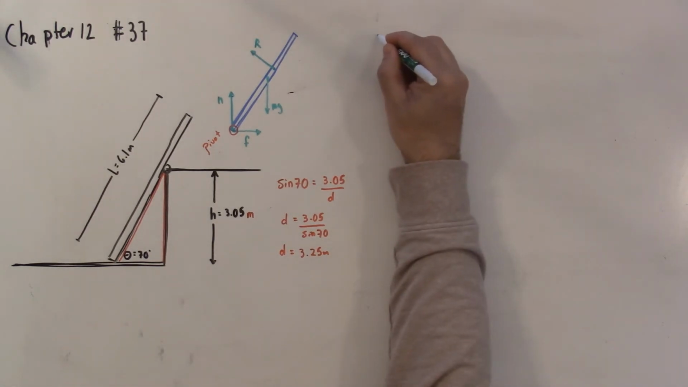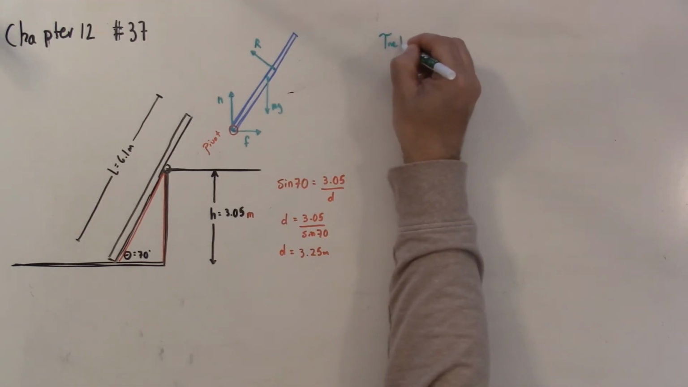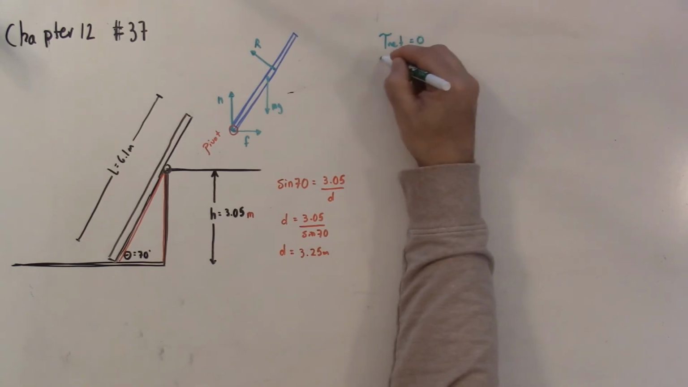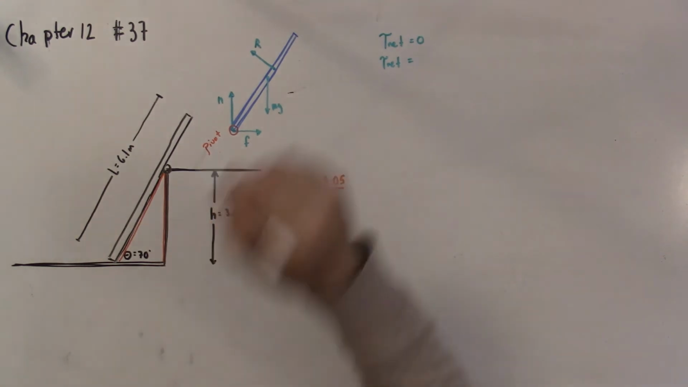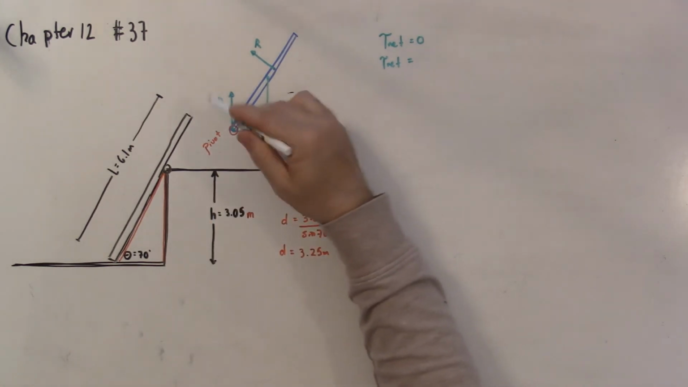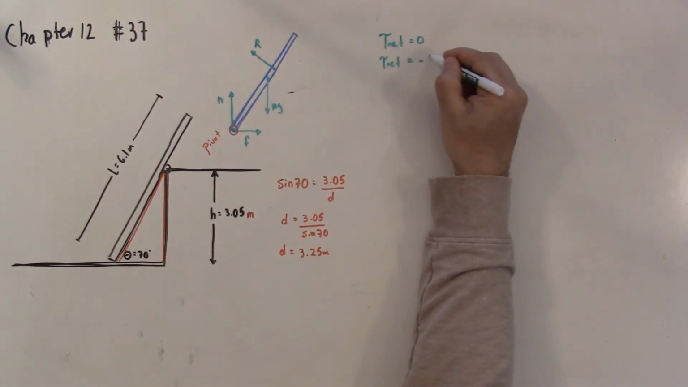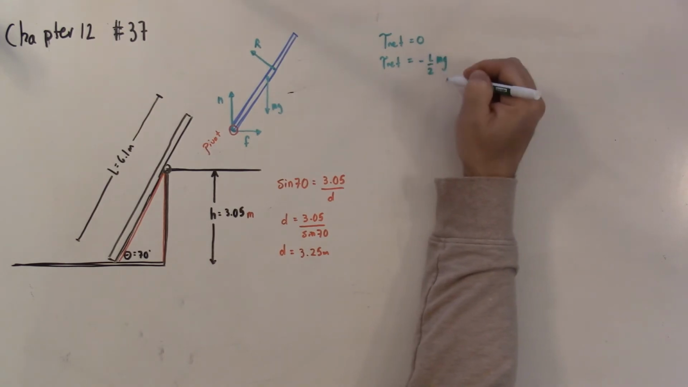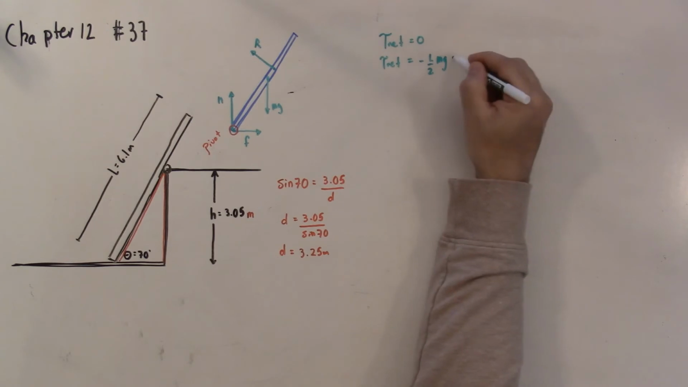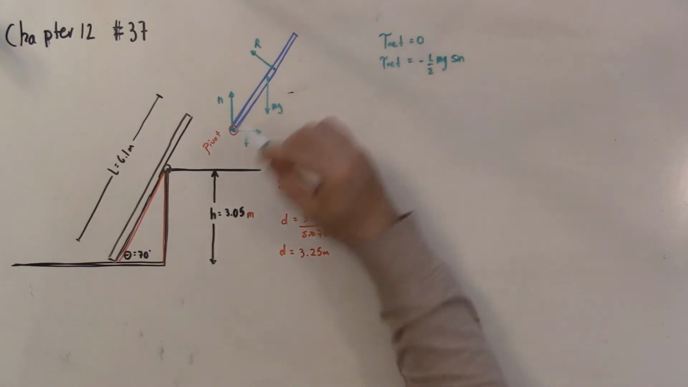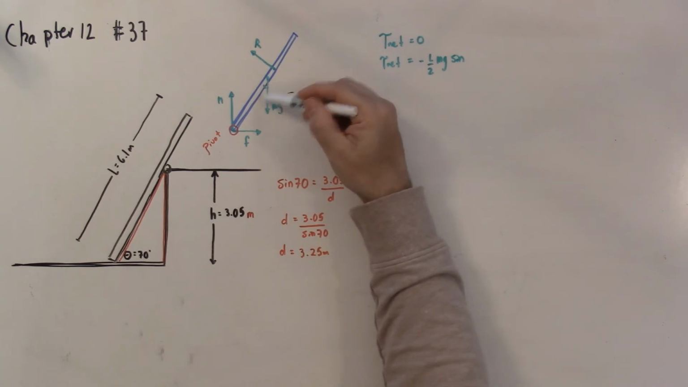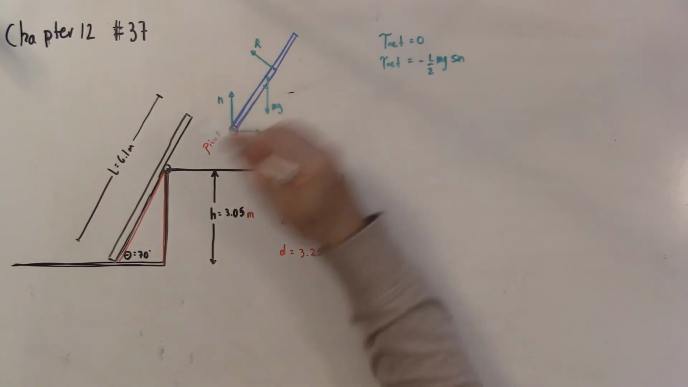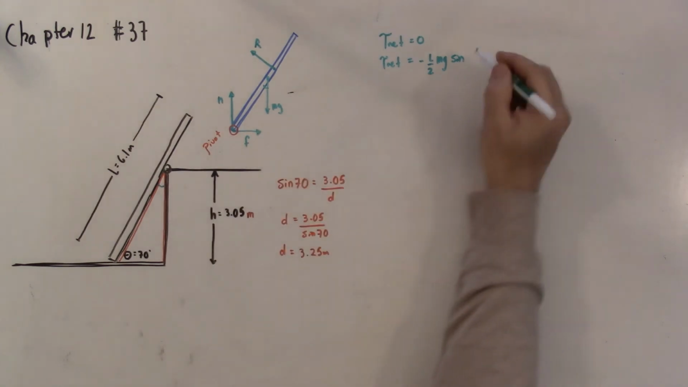So it's not accelerating at all, so the net torque has to be equal to 0. I'm using this as my pivot, so I have an mg. mg would make it go clockwise, so negative, and that's L over 2 mg times the sine. And if you look here, this would be the angle between the r vector and the mg. That's this angle here, so sine 20.